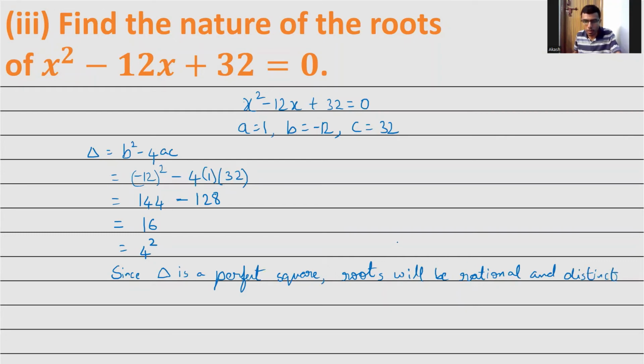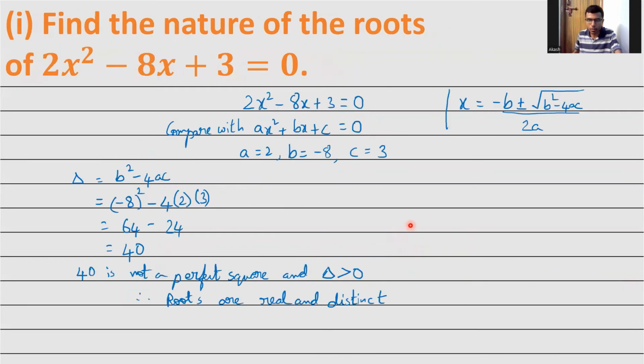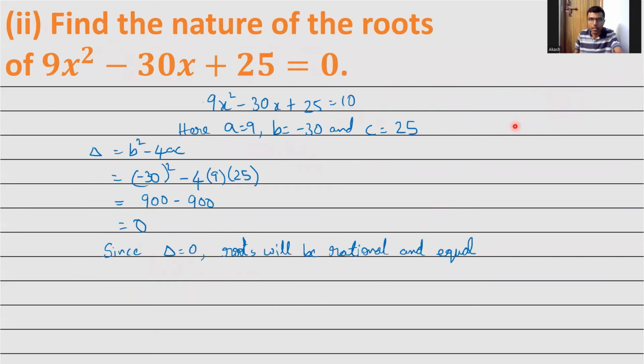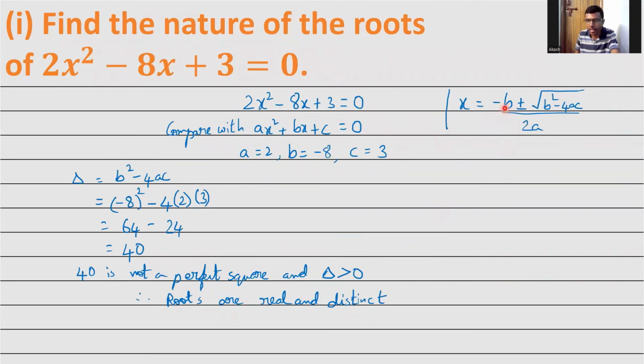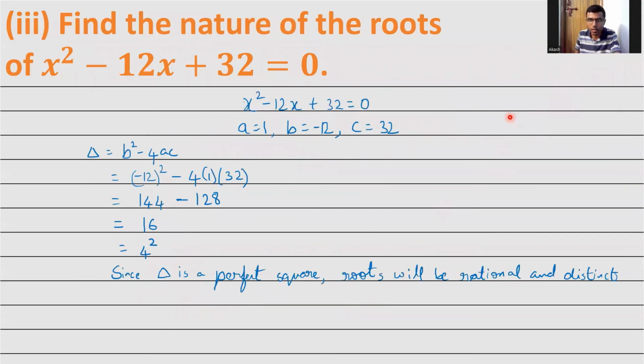Now why did it happen? Again, I'll give you a quick go through. See, basically we got this as 4 square. So you would get under root of 4 square is 4. You would get minus b plus or minus 4 by 2 into a. See, observe here, all the numbers a, b, c are rational. So basically my minus b plus or minus 4 by 2 is also going to be rational, and we'll get 2 distinct roots in this case.